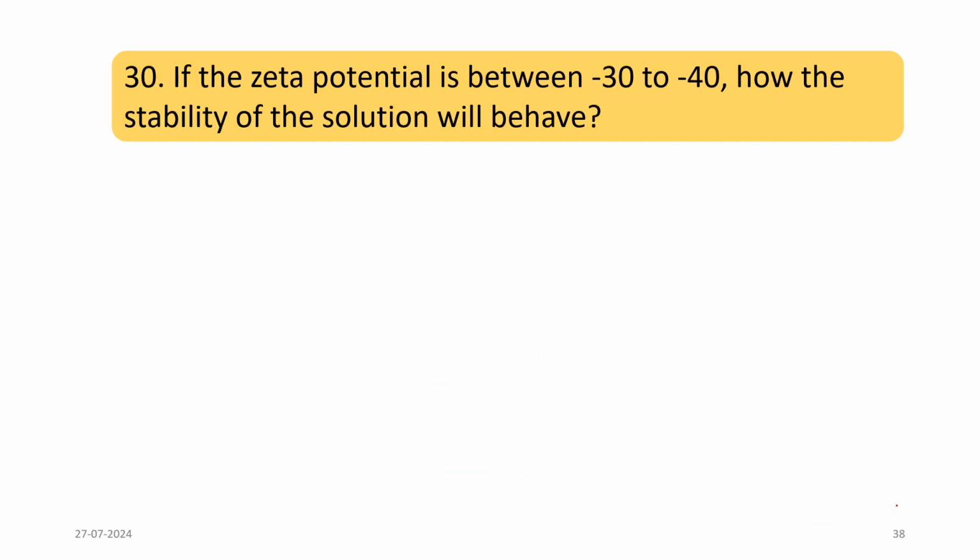Next comes: if the zeta potential is between -30 to -40, how will the stability of the solution behave?